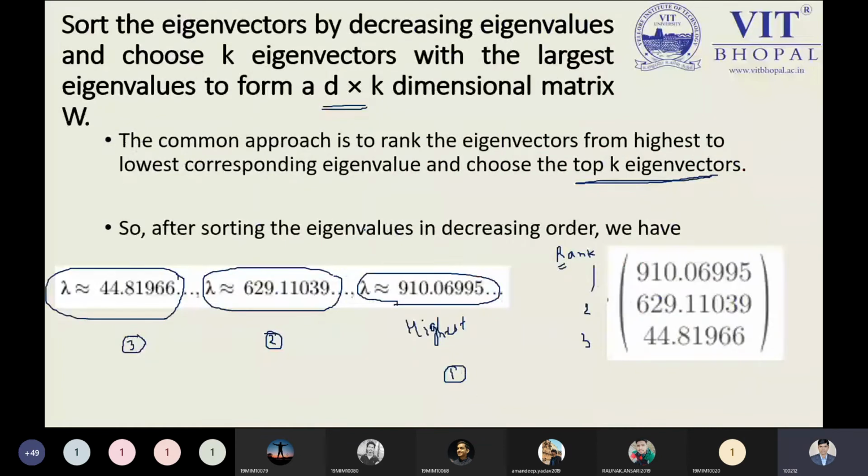Now sort the eigenvectors by decreasing eigenvalues. So what eigenvalues have we got? Lambda is approximately 4.81, 629.11 and 910.06. From this point you need to sort all these values. If I sort all these values, I get 910.06, 629.11 and 4.81. Can I write it like this, in decreasing order?